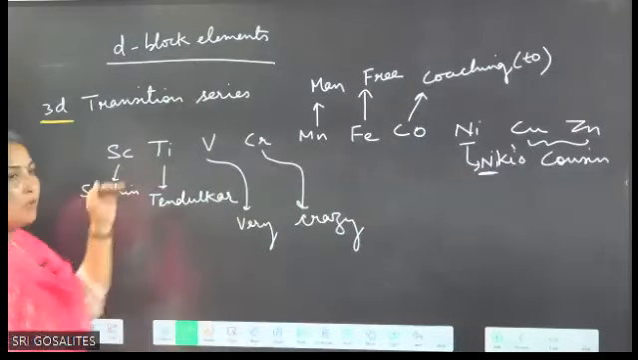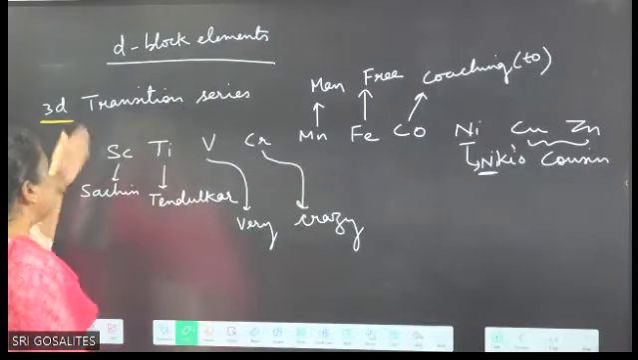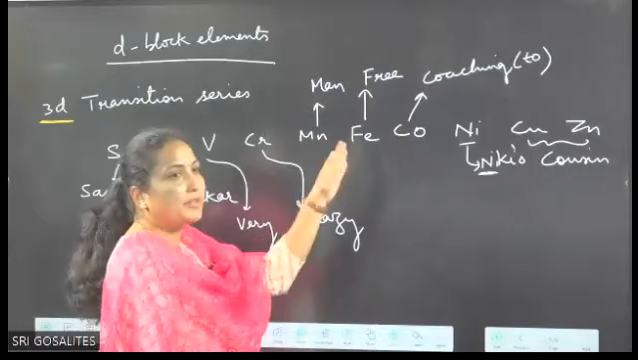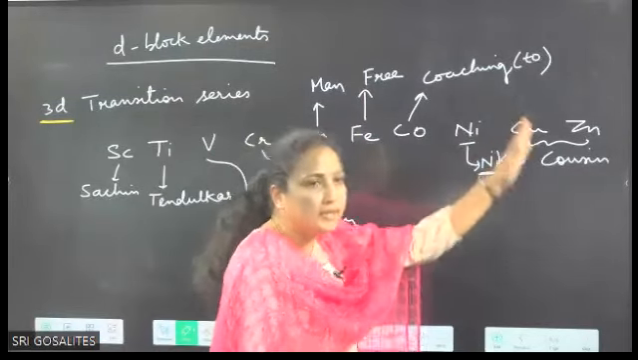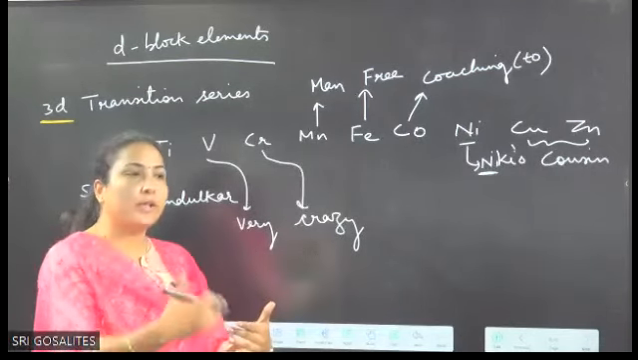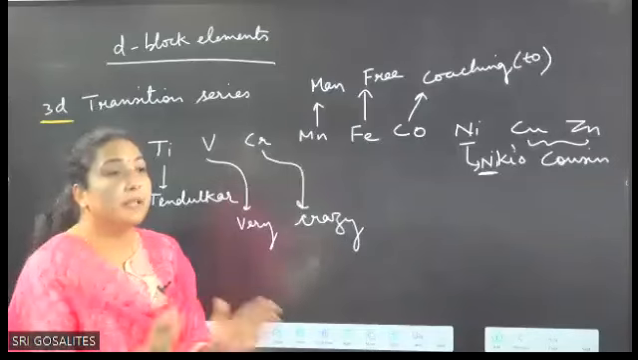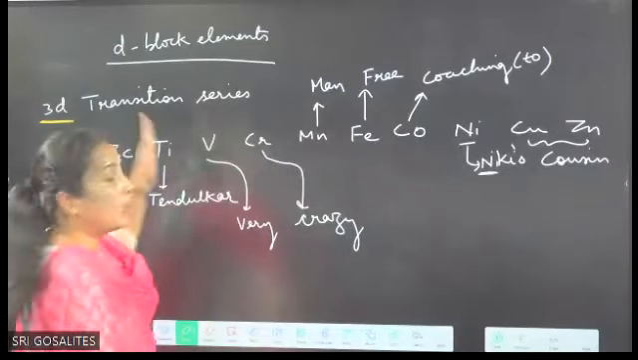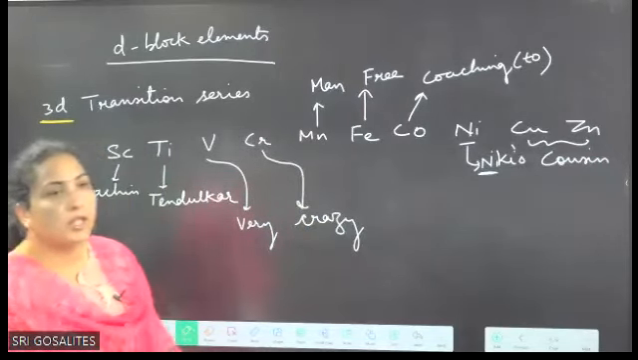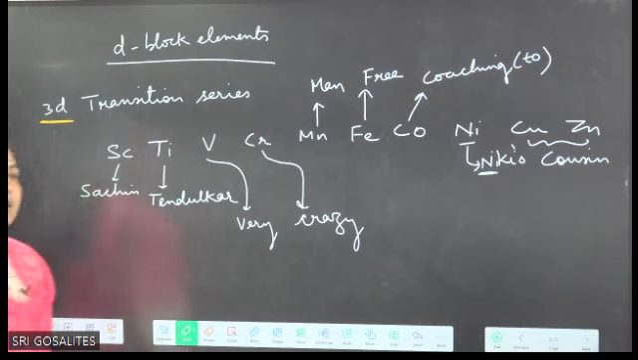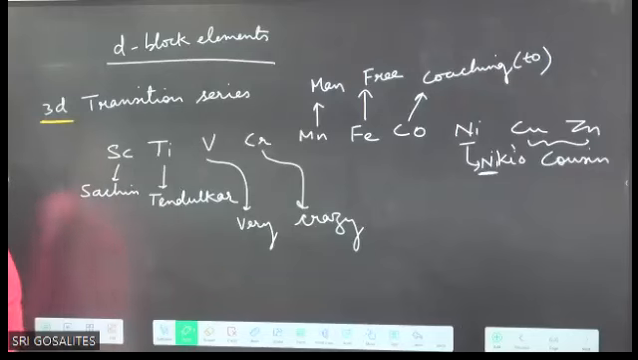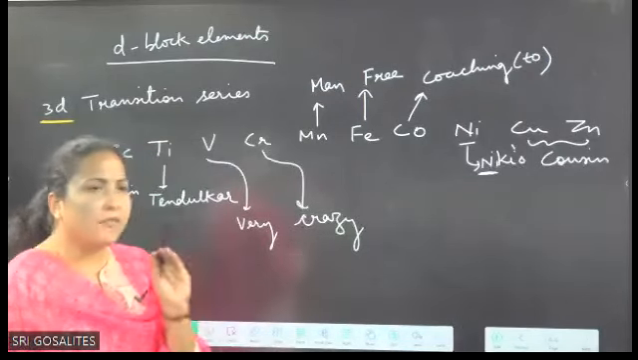Now, I'll take the name of these elements. You are having scandium, titanium, vanadium, chromium, manganese, iron, cobalt, nickel, copper, and zinc. Right? And when I am saying it, you also repeat so that it will be clear for you. So scandium, titanium, vanadium, chromium, manganese, iron, cobalt, nickel, copper, and zinc. Yes, good.